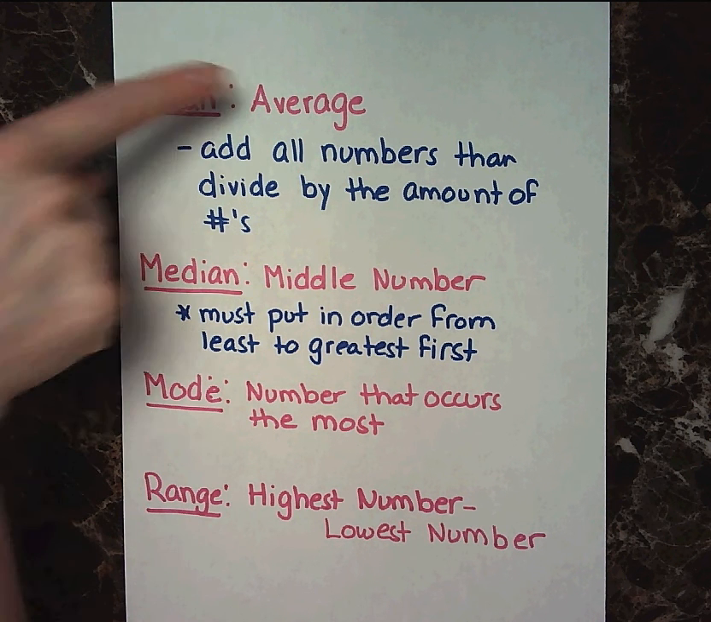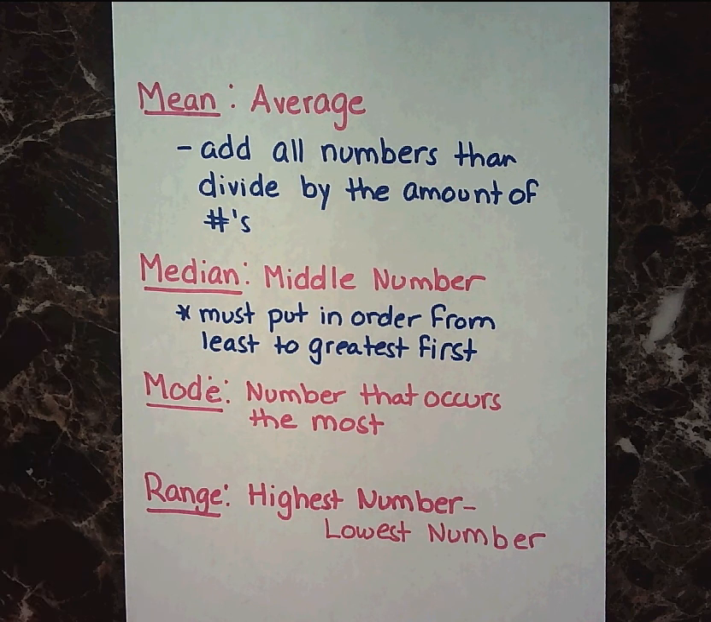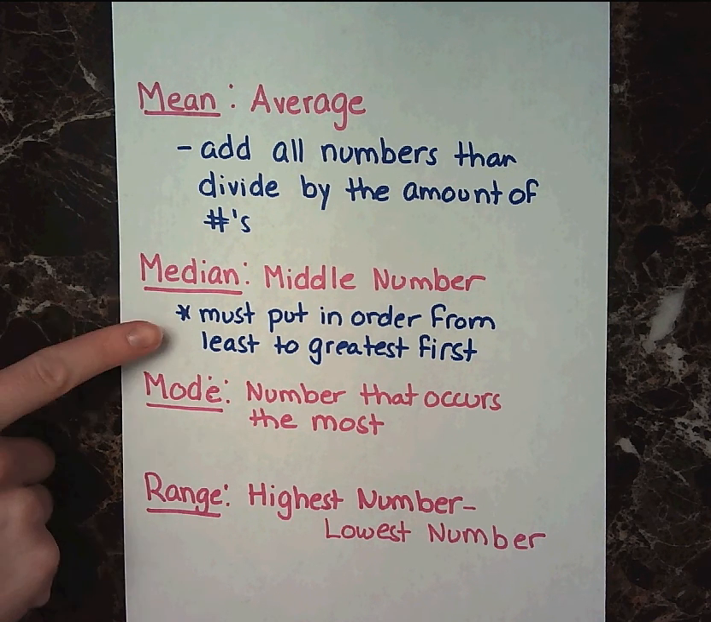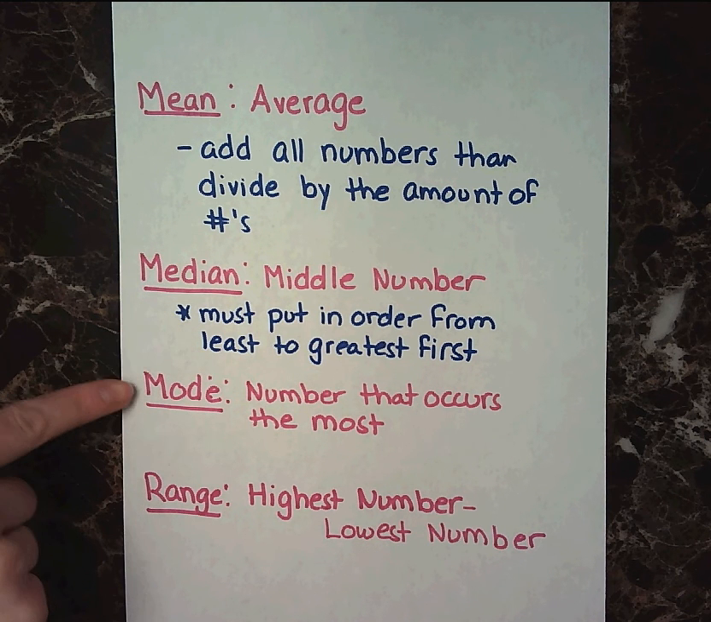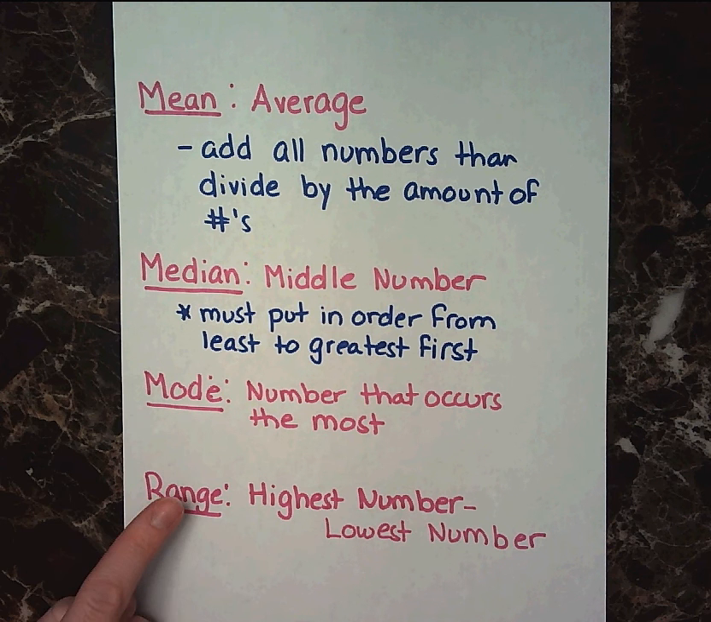So the mean means the average, which is when we add all the numbers up and then divide by the amount of numbers. The median means the middle number. But before we actually are able to find the middle number, we must put them in order from least to greatest. Don't forget that. Mode is the number that occurs the most, and range is the number that's the highest minus the lowest.